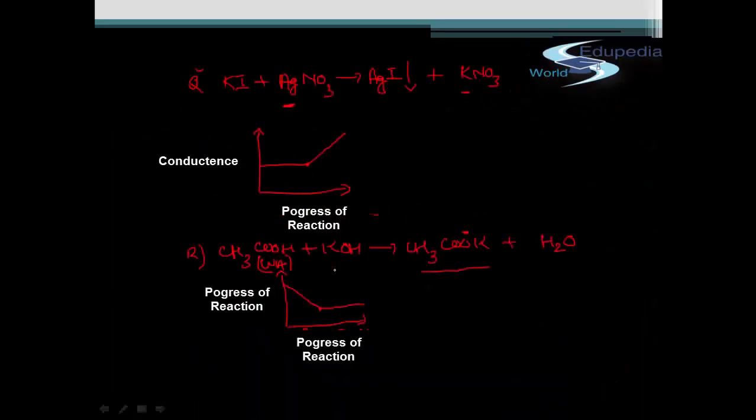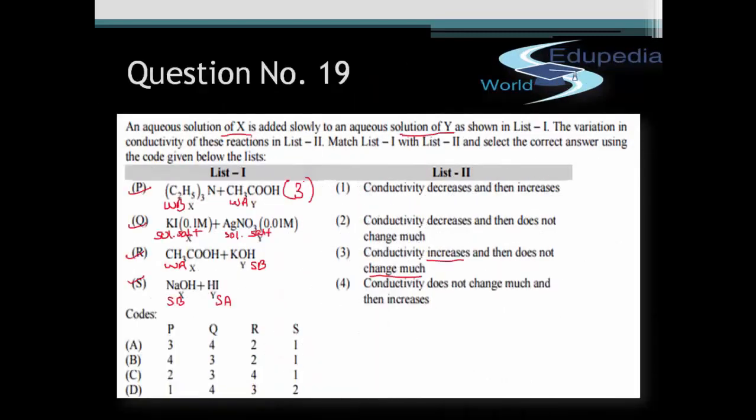In option Q, we had discussed that the conductance initially remains constant and after the end point it increases. Let us look at the options again. Q remains constant and then increases. So we are going to match Q with option 4, that is does not change much and then increases. So your Q will match with 4.